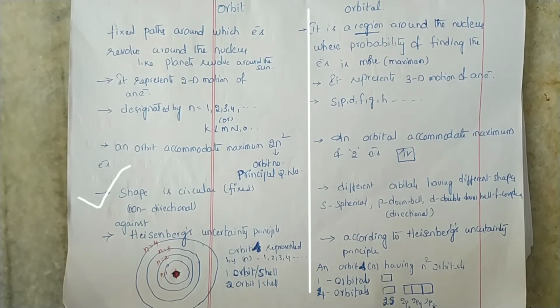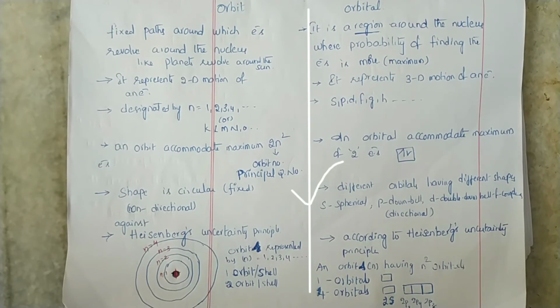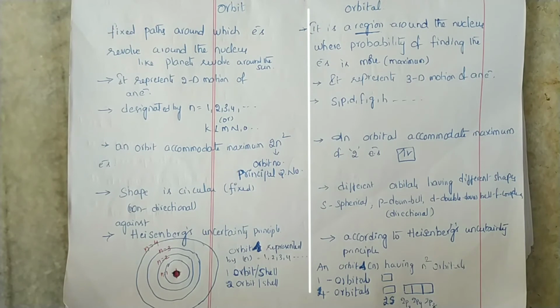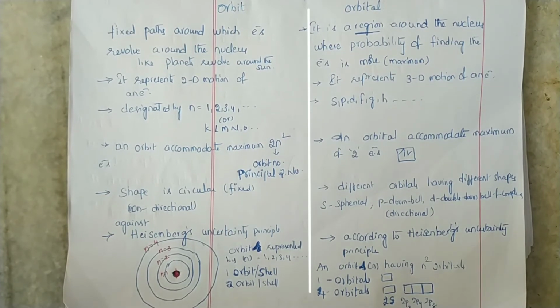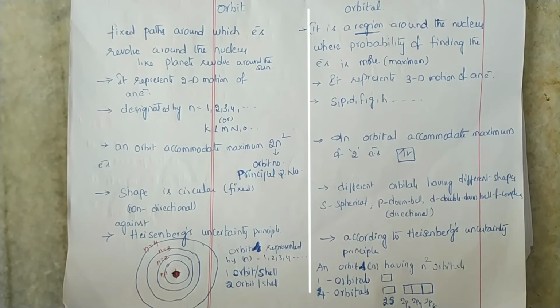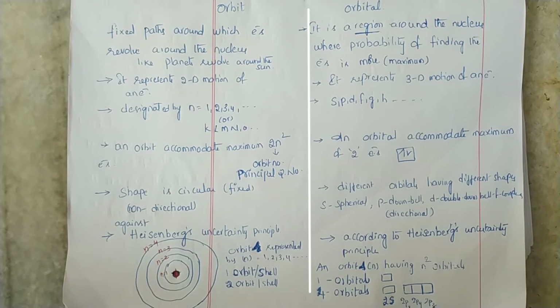The shape of the orbit is fixed, that is circular, and it is non-directional. Different orbitals like s, p, d, f have different shapes. The s orbital is spherical, p is dumbbell, d is double dumbbell, f is complex. Except s orbital, all orbitals are directional. P orbitals are px, py and pz orbitals. D orbitals are dxy, dyz and dzx and dx square minus y square, and dz square orbitals.